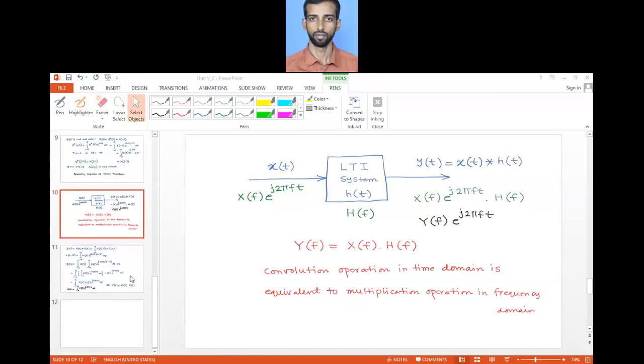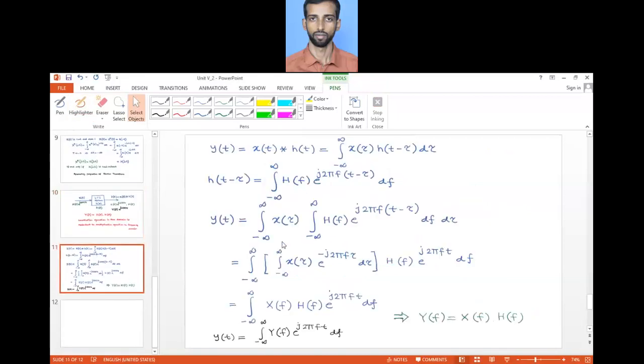And we can also prove this mathematically. That is the analytical expression that we used in the last slide. So y of t is equal to x of t convolved with h of t. That is the expression of the convolution. And h of t minus tau can be represented as the integral from minus infinity to plus infinity of h of f e to the power j 2πf(t minus tau) df.